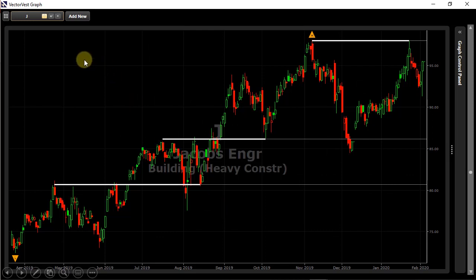Symbol is J. This is a building heavy construction company. So here back in May, June 2019, you see that battle, you see that tug of war. One retest, two retests at resistance, May and June of 2019. So selling pressure is overcoming buying pressure. The bulls are having a hard time breaking the stock's price through that, looks like $81 level.